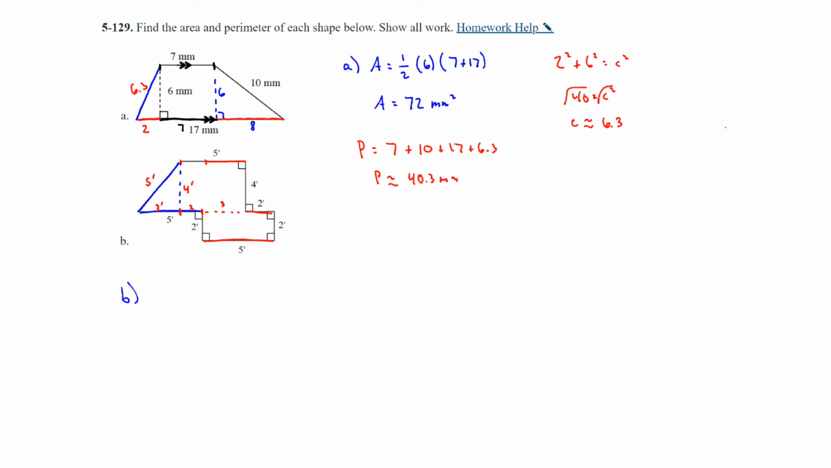And so now it looks like we have all the information to find the perimeter. I'm just going to start up here at 5 and work my way around and just add them up. 5 plus 5 plus 5 plus 2 plus 5 plus 2 plus 2 plus 4. So once again, here are the numbers that I added up.